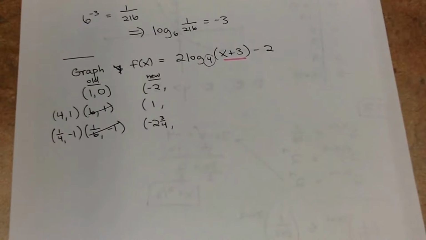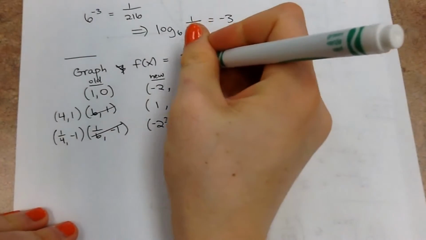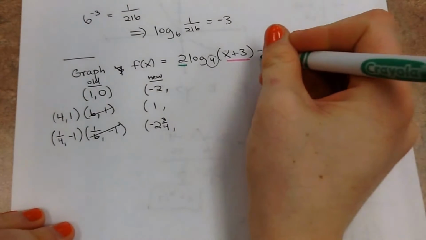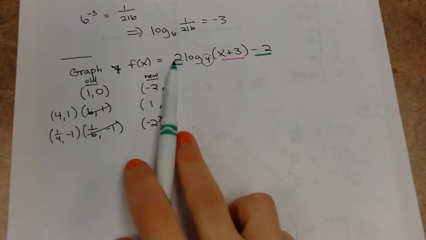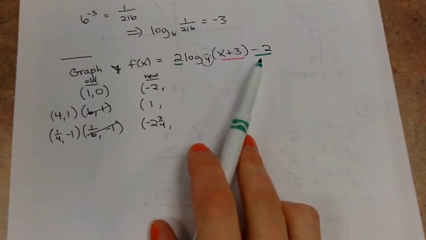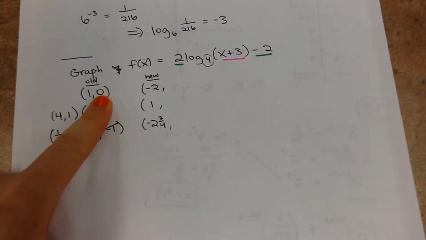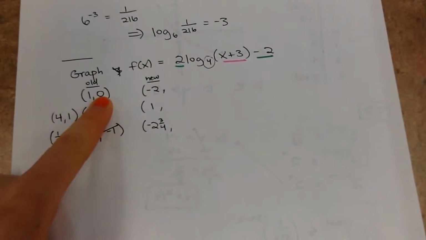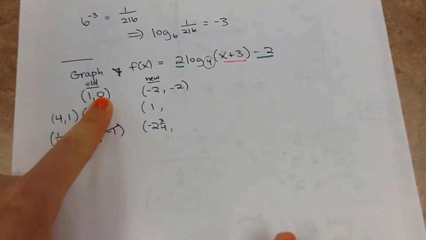Everything else that's not directly in sets of parentheses affects the y. So this right here is going to affect the y, and this right here is going to affect the y. I always go left to right. So first I'm going to multiply by 2. Then I'm going to subtract 2. I start with 0. I multiply by 2, still 0, and then I subtract 2. So that would be a negative 2.